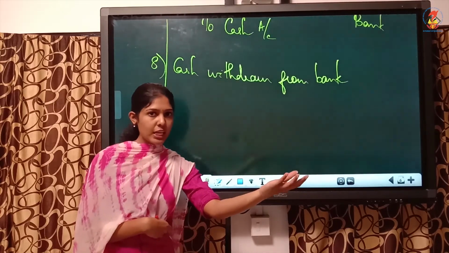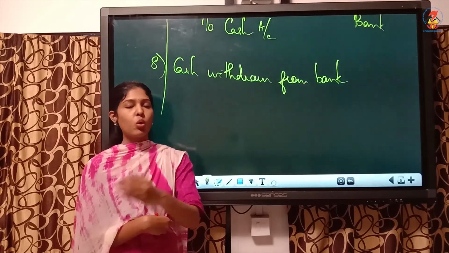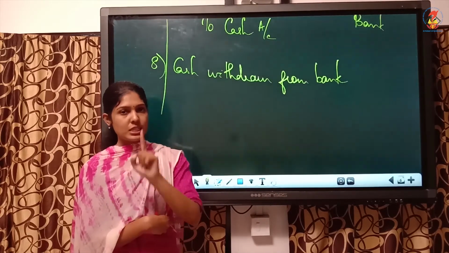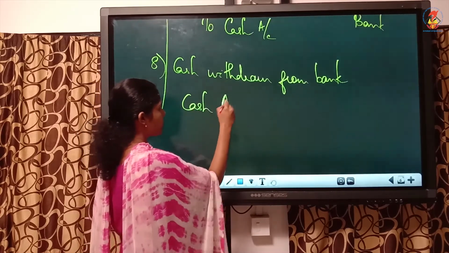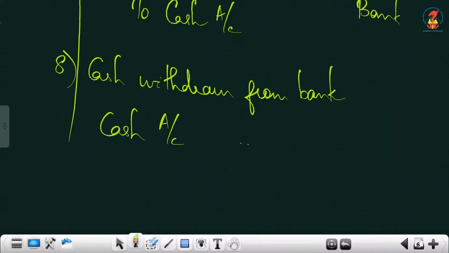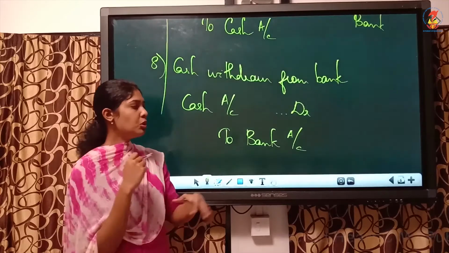So again cash is moving into the business. What comes in should be debited. So what will you debit? It will be the cash account you have to debit. The reverse entry will come now. Cash account debtor to bank account. Understood? Cash account debtor to bank account.